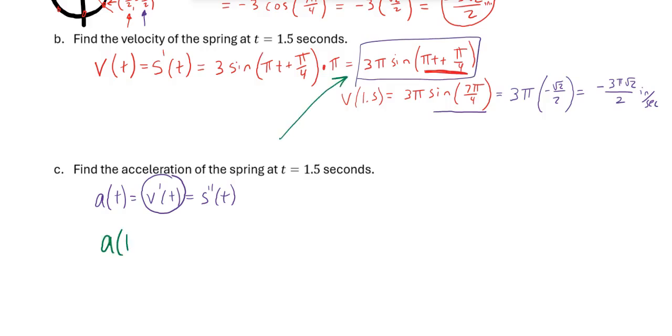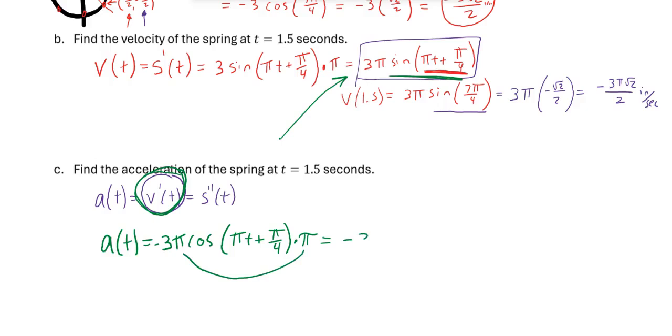So we have a of t is, we're going to figure out what is v prime of t. So 3 pi is a multiplier. The function is sine, so the derivative of sine is negative cosine. Leave the inside function alone, and then multiply by the derivative of what's inside. What's inside is just pi. So if we simplify this, notice we have 2 pi's here. So we have negative 3 pi squared cosine of pi t plus pi over 4.